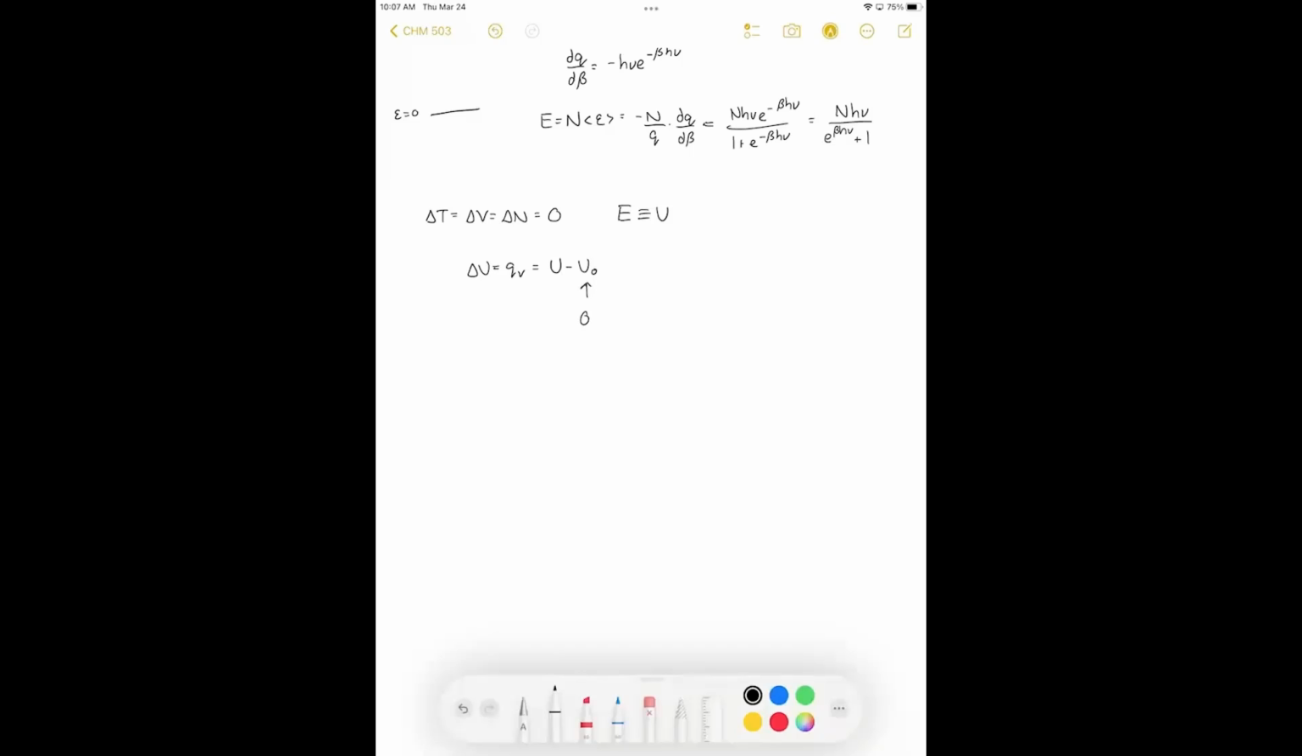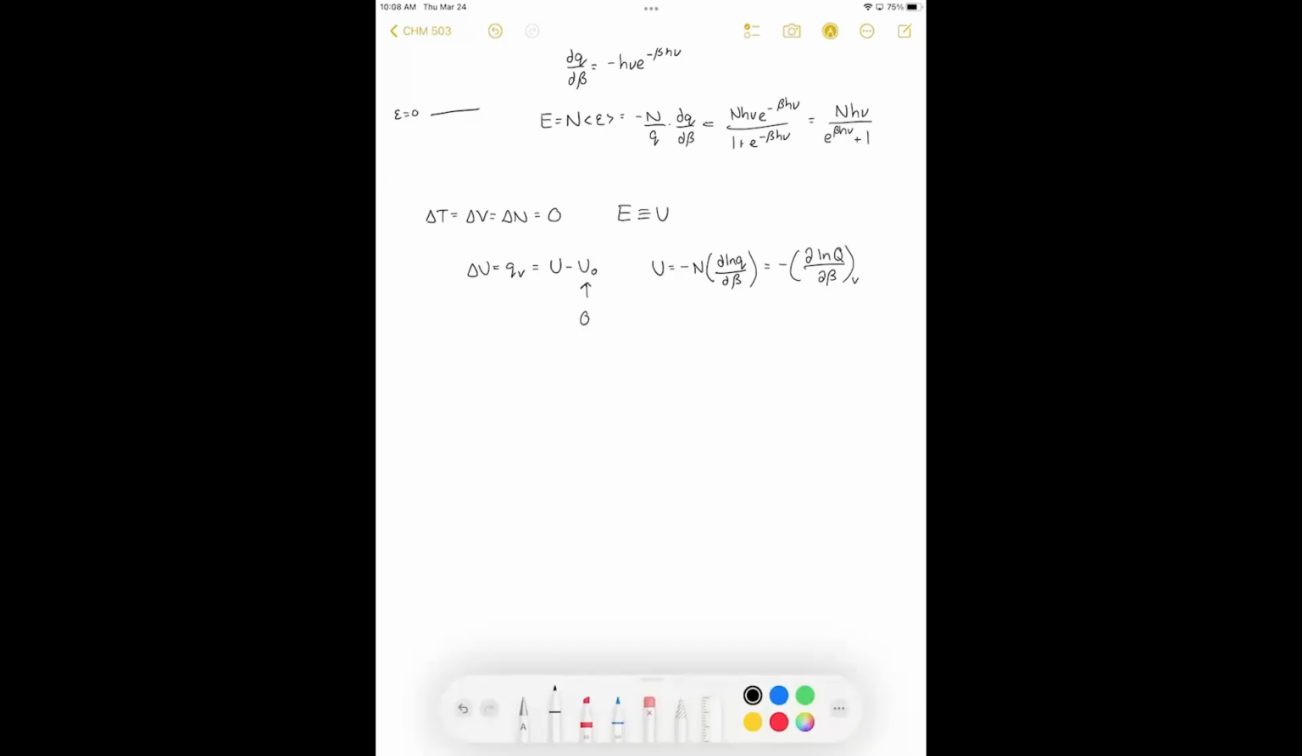So what we have is that the internal energy of our system is equal to negative n times the derivative of the natural log of the molecular partition function q with respect to beta. And we can also say then that this is equal to the negative partial derivative of the natural log of the canonical partition function Q with respect to beta at constant V. How have we done this?